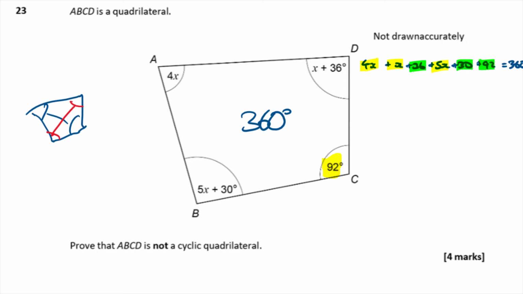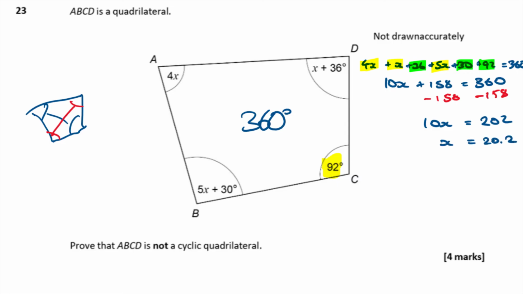So 4x, x and 5x, that's going to give me 10x. 36 and 30 and 92, what's that? 66, 156, 158, plus 158, and that is equal to 360 degrees. Taking 158 away from both sides, what's that give me? It's going to be 10x on this side. 360 minus 158 is going to be 202, isn't it? And so x then is 20.2 degrees.